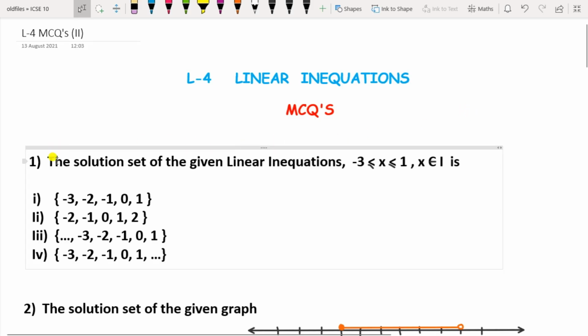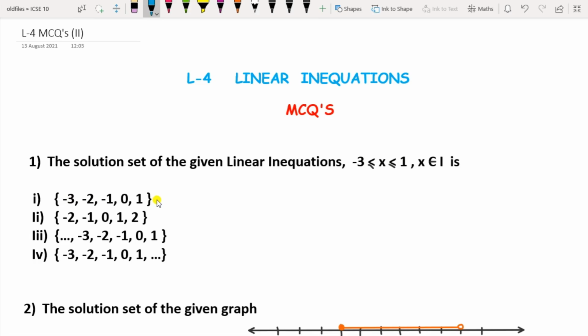So the first question here is the solution set of the given linear inequation -3 ≤ x ≤ 1 where x belongs to the integers. The inequation is given as x is between -3 and 1, and it is equal to -3 and 1. So the solution should start from -3 and end at 1. So this is the correct option here: -3, -2, -1, 0 and 1 are the elements of the solution set.